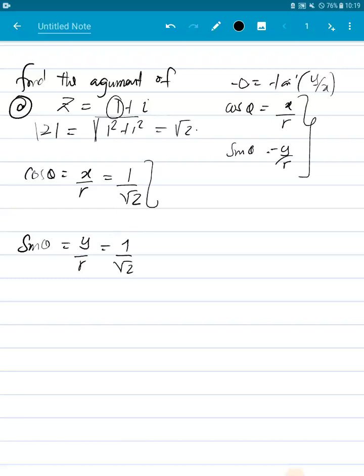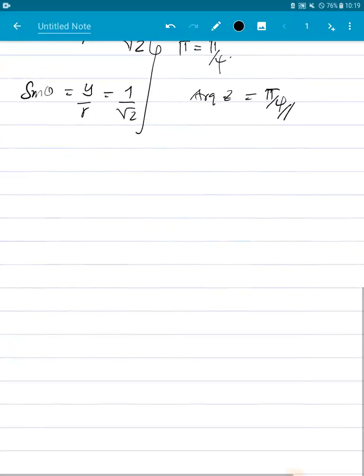Then you find yourself a common angle. That common angle, when you punch it in, is just 45 degrees, which is pi over 4. Are you getting the concept now? So this is an angle which is common for both sine and cosine. Therefore, you can conclude that the argument of z is pi over 4. You're done. Let's do another one.